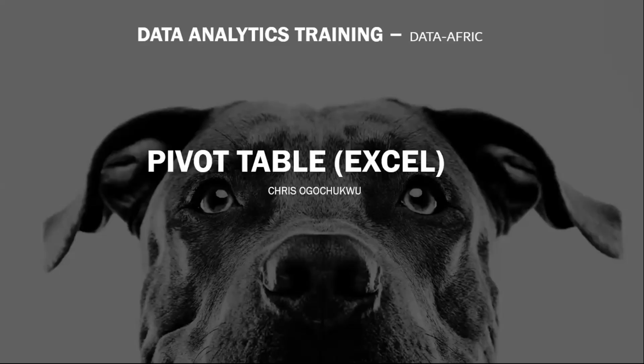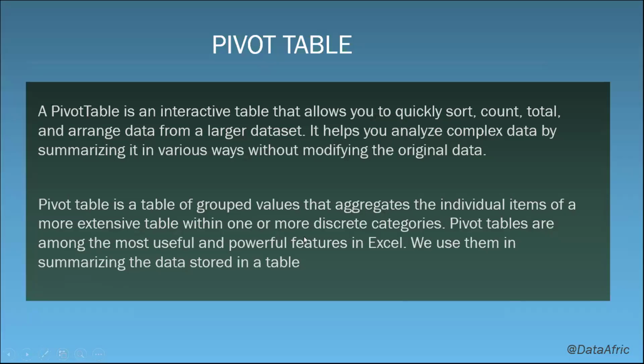Last week we talked about pivot table, and let me quickly recap what we did. Pivot table in Excel is an interactive table that allows you to quickly sort, count, total, and arrange data from larger data sets. When you have a very big table, you use a pivot table to organize your data and perform aggregations quickly without having to use any functions or formulas. It helps you analyze complex data by summarizing it in various ways without modifying the original table.